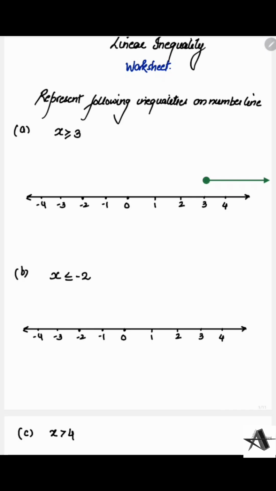Similarly, x is less than or equal to -2. That means at -2 I have to make a circle. And obviously they are talking about those values of x that are lesser than -2, so I have to move towards the left side. This will give me all the values that are lesser than -2. I just need to fill it up, because they are talking about x less than or equal to -2.